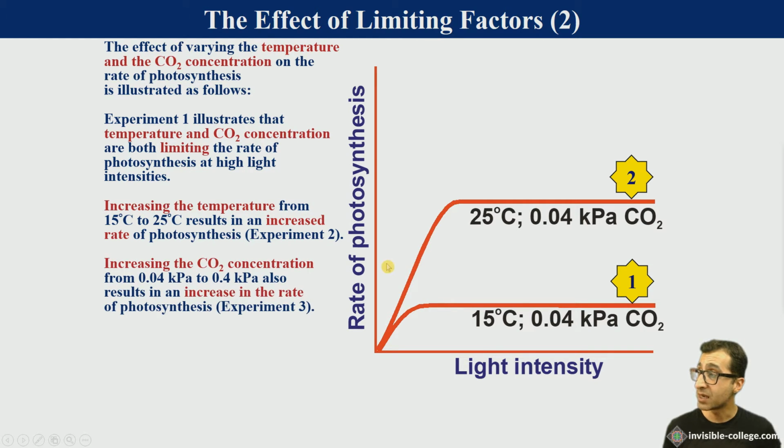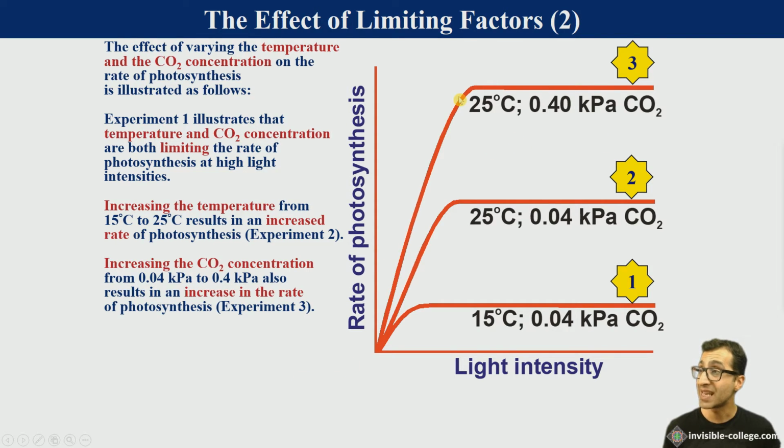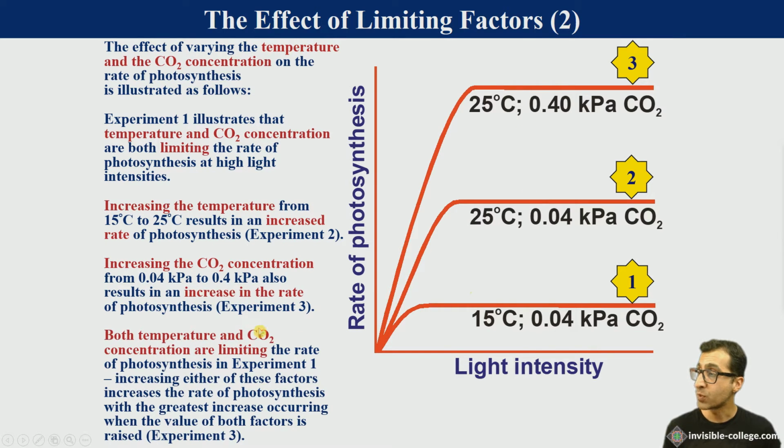If we then increase the carbon dioxide concentration from experiment 2 to experiment 3, we see a corresponding increase in the rate of photosynthesis in experiment 3. So we see here that both temperature and carbon dioxide concentration have become limiting factors in experiment 1. Increasing either of these factors increases the rate of photosynthesis, with the greatest increase occurring when the value of both of those factors has been increased.